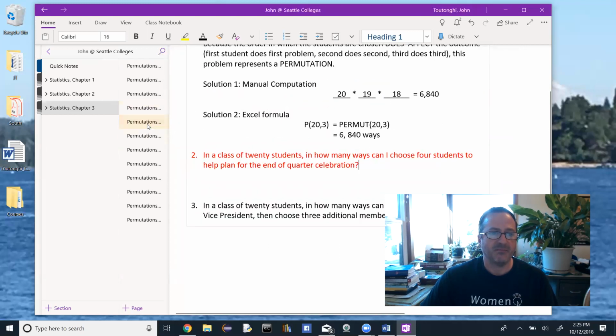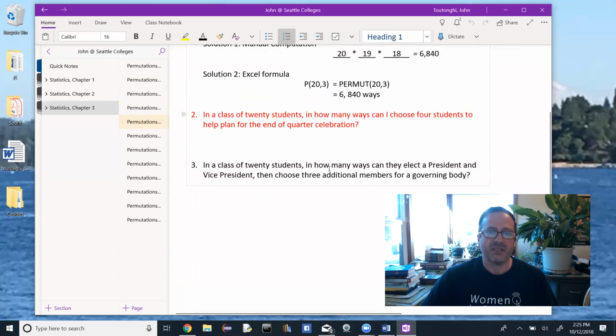The next problem: we have 20 students. We want to know in how many ways we can choose 4 of them to help plan the end of quarter celebration. Again, the question is, does the order in which I choose the 4 students affect the outcome, the people who are planning the end of quarter celebration?